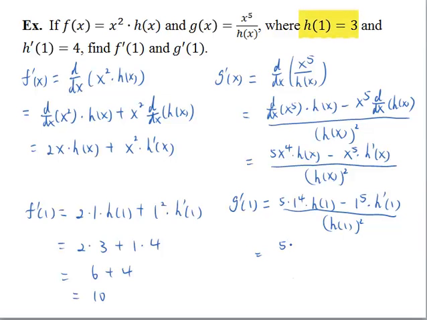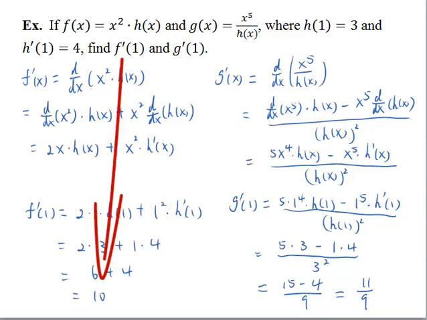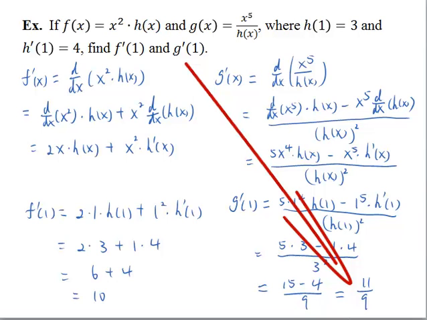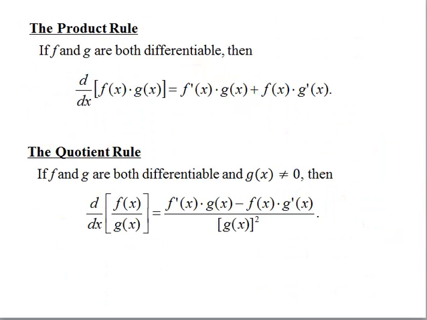Because h of 1 is 3 and h prime 1 is 4, we then get the answer 15 minus 4 over 9, which is 11 over 9. So we get the final answer: f prime 1 is 10 and g prime 1 is 11 over 9. In summary, we learned two important formulas, the product rule and the quotient rule.